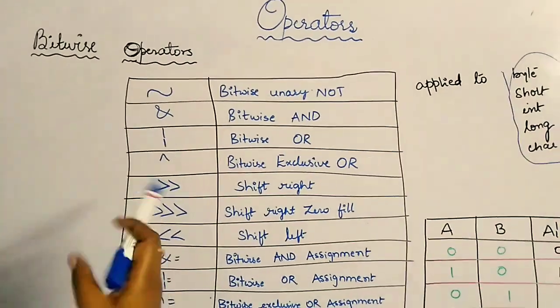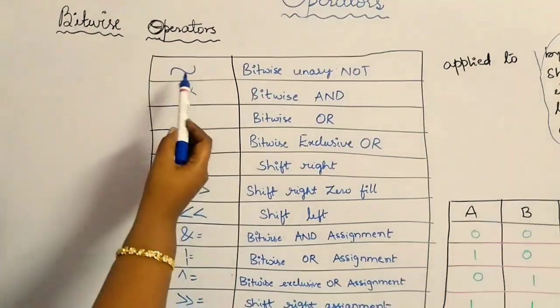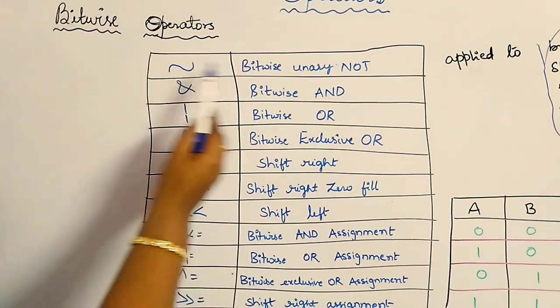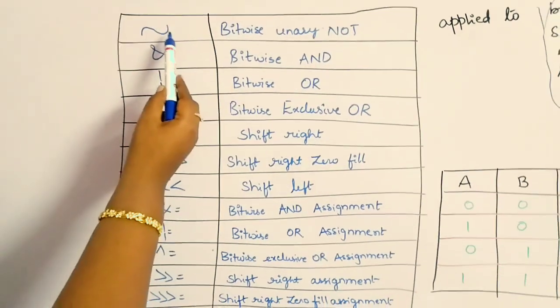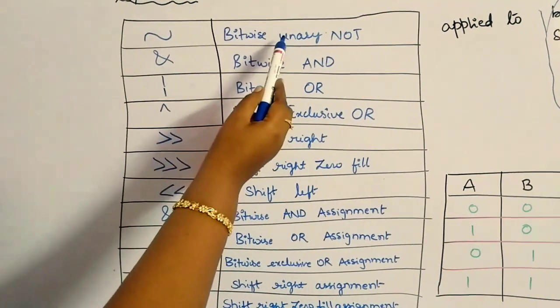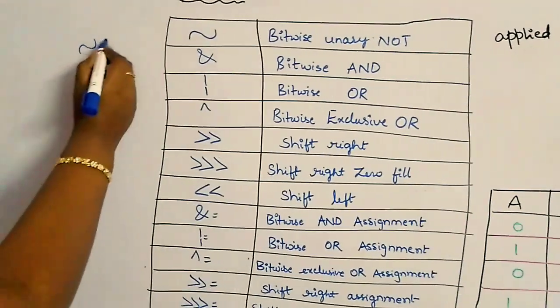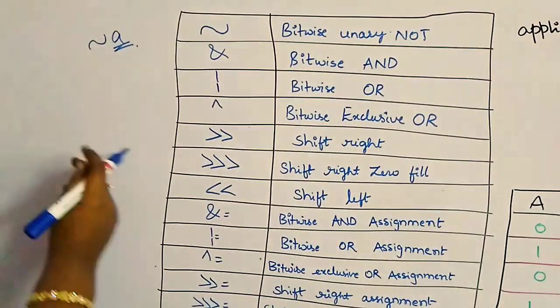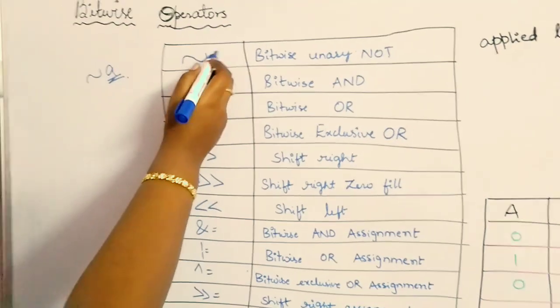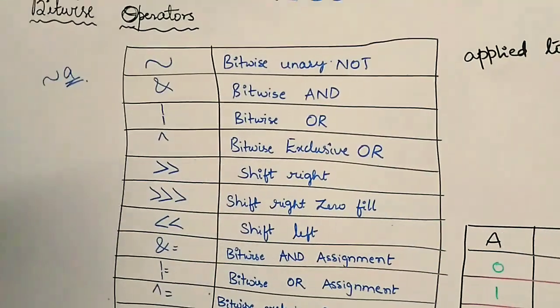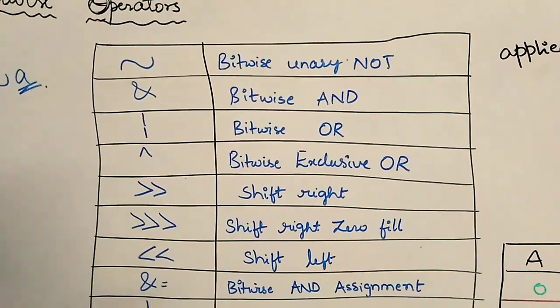So what are these operators and how do we call them? This is called the unary NOT operator. So this is a unary operator, which means that it can be applied only on one operand. And it is also called the complement operator or negation operator.